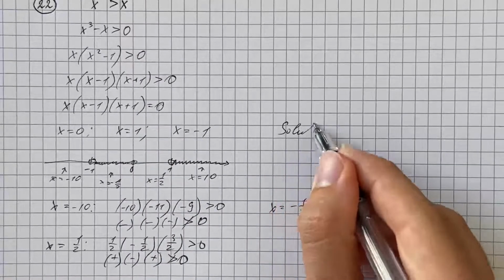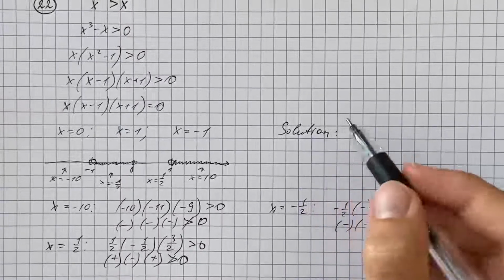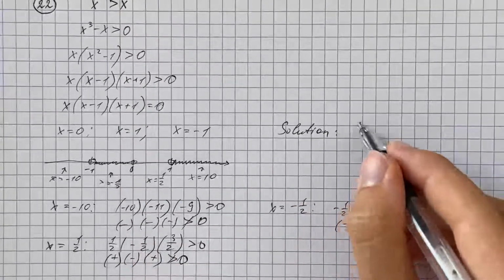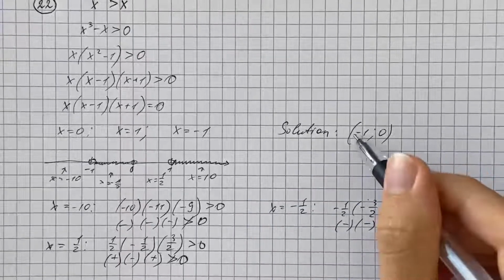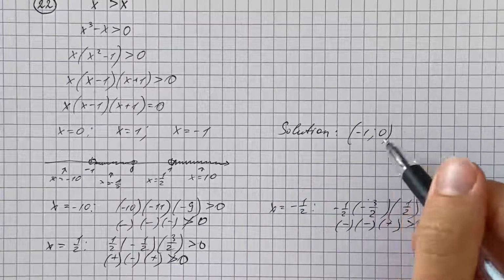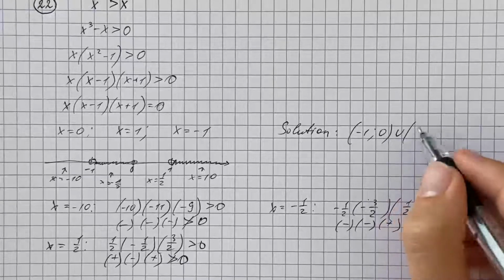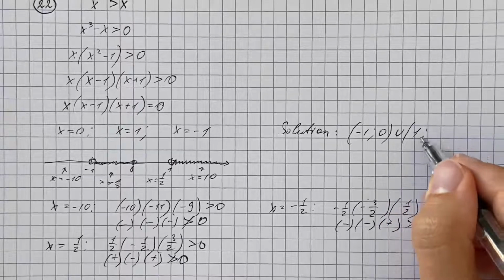So the solution set is from negative 1 up to 0, using parentheses because we are not including those values, union from 1 up to infinity.